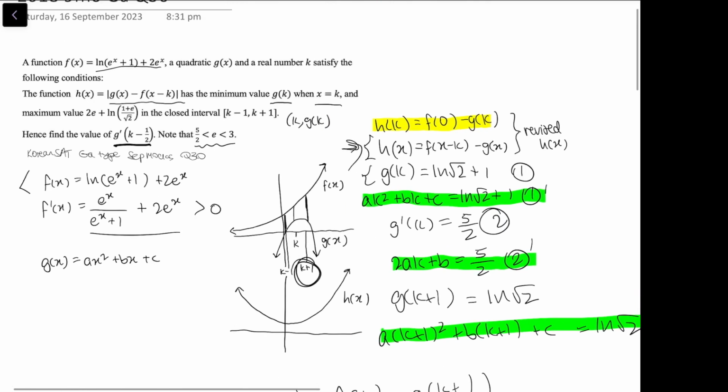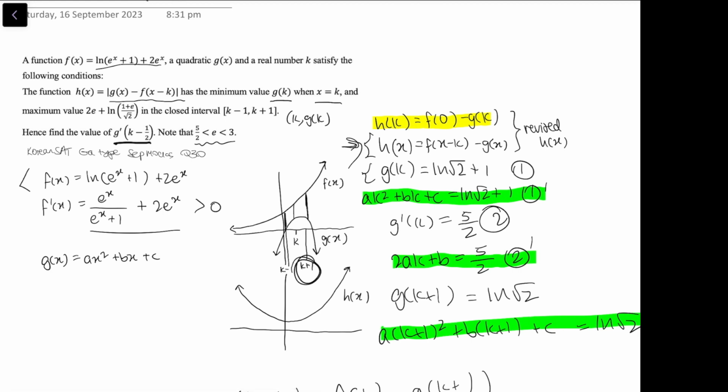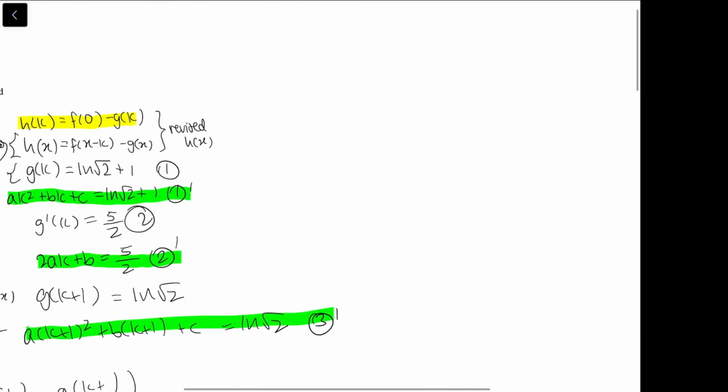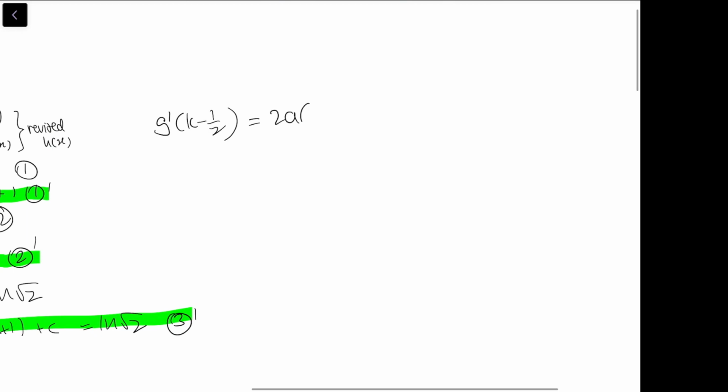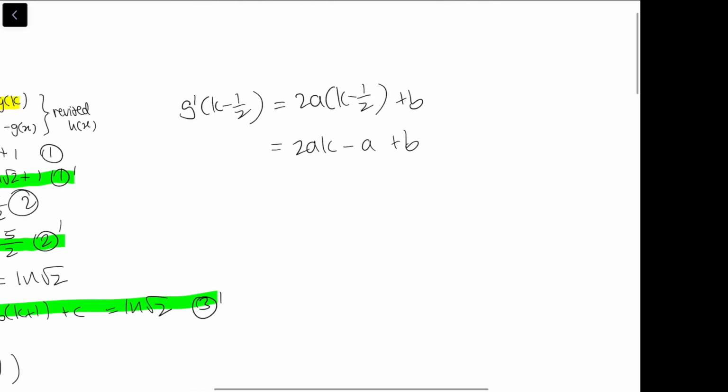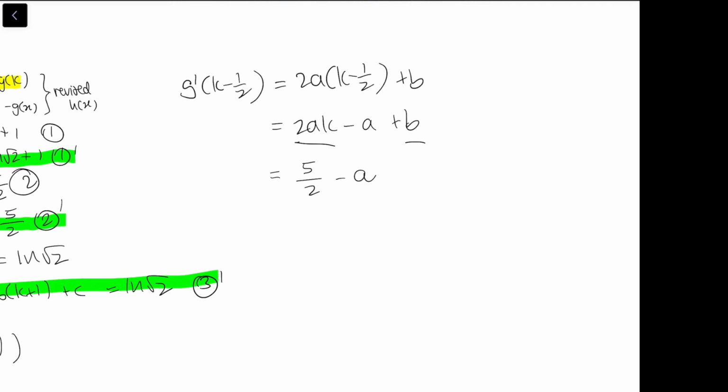So for now, we'll just start by trying to write this out, g prime of k minus 1 over 2, and see maybe we don't have to solve for each of these variables individually, since the question isn't actually asking the value of a, b, c, or k specifically. So what we can do is write out g prime of k minus 1 on 2. We can write this as 2ax plus b, so 2a(k minus a half) plus b, which is 2ak minus a plus b. And we already have the value of 2ak plus b, which is 5 on 2. So this is 5 on 2 minus a. So the only thing that we need to take us to the answer is to find the value of a.